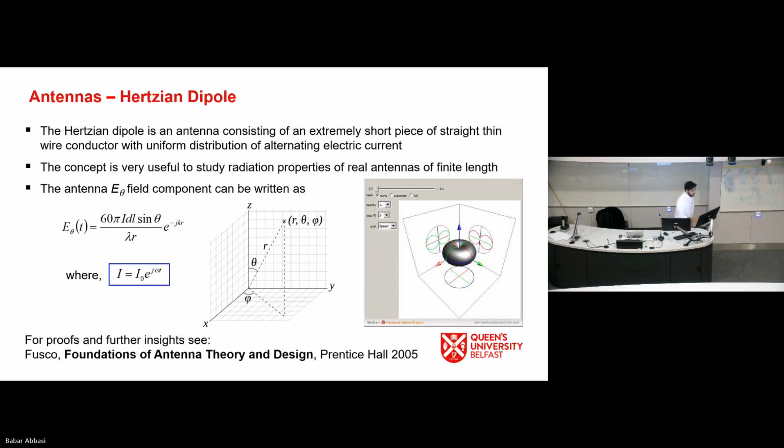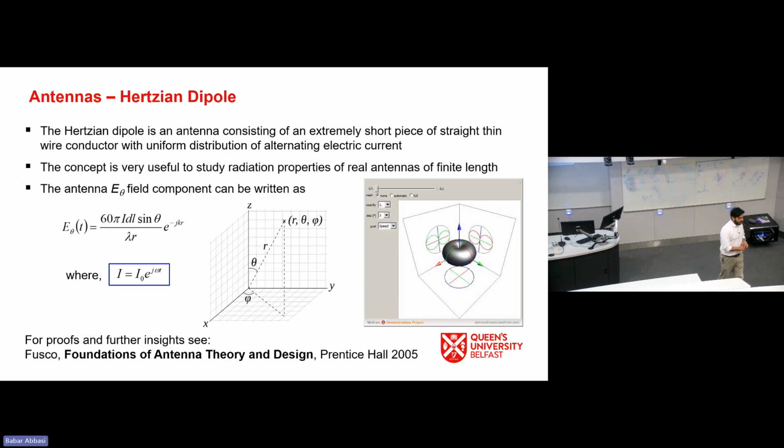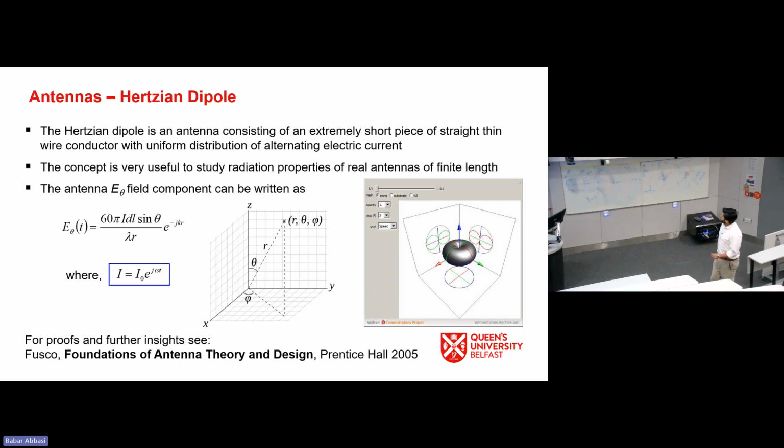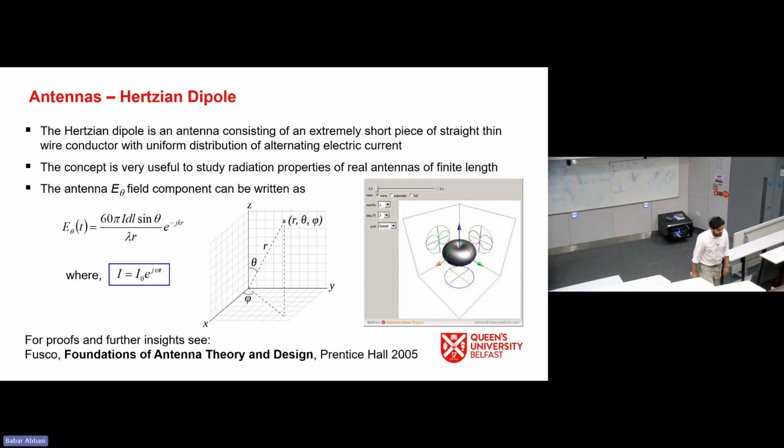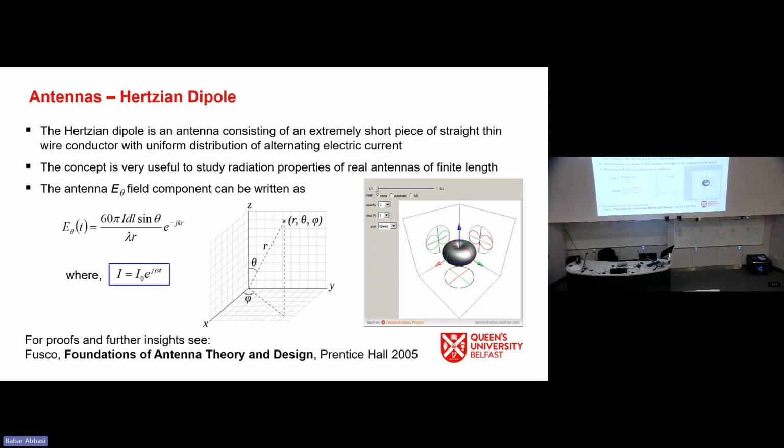Okay, so let's look at another very useful thing that is called radiation patterns. If we just look at a simple Hertzian dipole, and imagine this Hertzian dipole is fed by a simple current I, and I is I naught e^(j omega t). What is e^(j omega t) equal to?